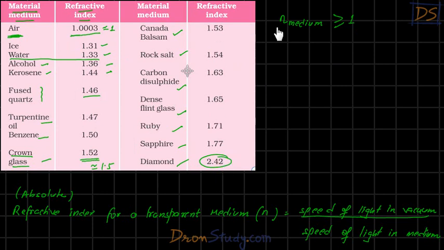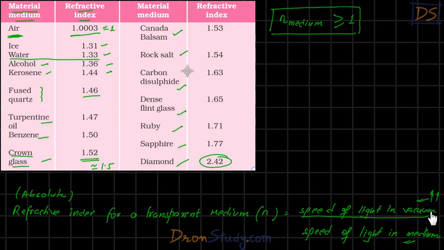So this is an important point, students, that the refractive index of a substance will always be greater than 1. Why will it always be greater than 1? Can you tell me? Refractive index for a substance is defined as speed of light in vacuum divided by speed of light in medium. As we have already discussed, speed of light in vacuum is maximum.